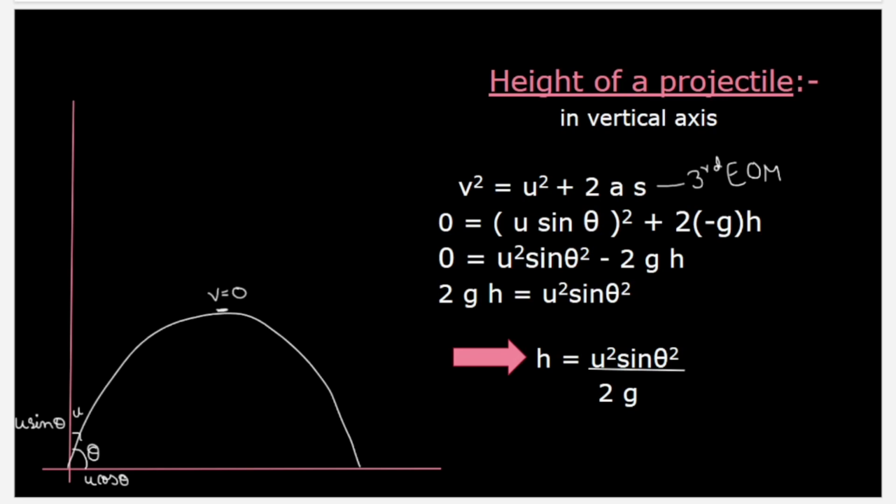Making use of the third equation of motion, v square is equal to u square plus 2as, we get 0 is equal to (u sin theta) whole square plus 2 into minus g into h. Next we get 0 is equal to u square sin square theta minus 2gh. Placing minus 2gh on the left hand side, we get 2gh is equal to u square sin square theta. Keeping h alone on the left hand side, we get h is equal to u square sin square theta by 2g. This is how we derive the formula for height of a projectile. This is the formula we just derived.